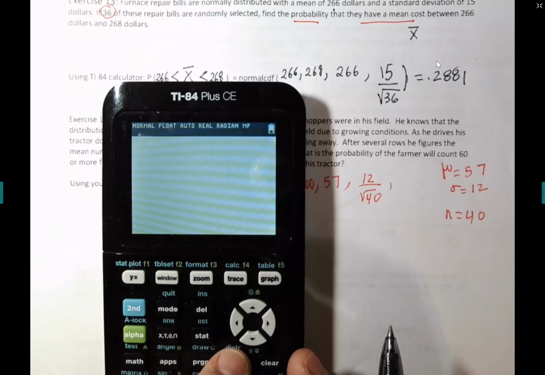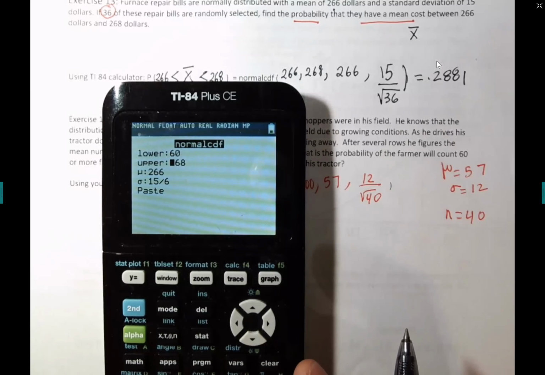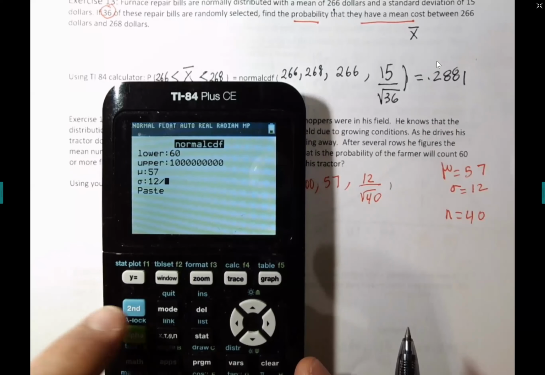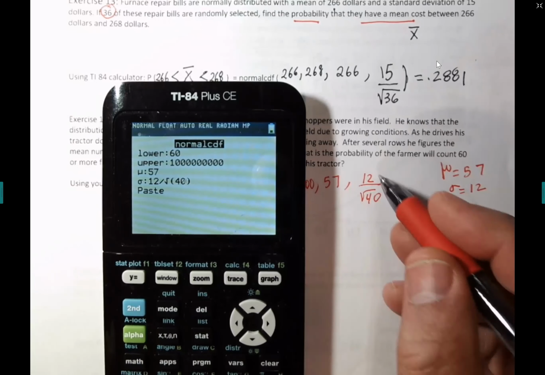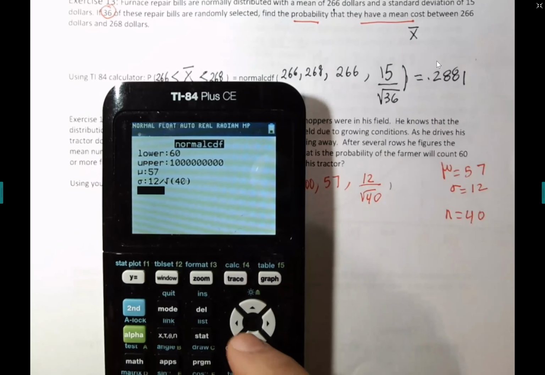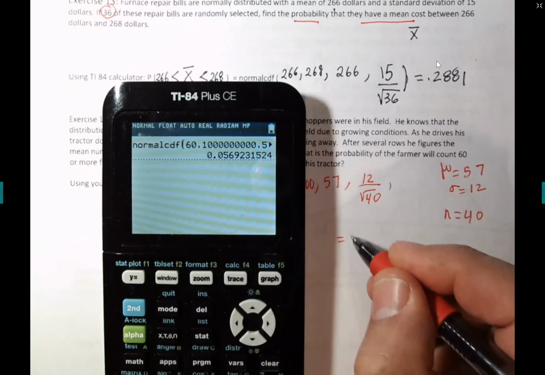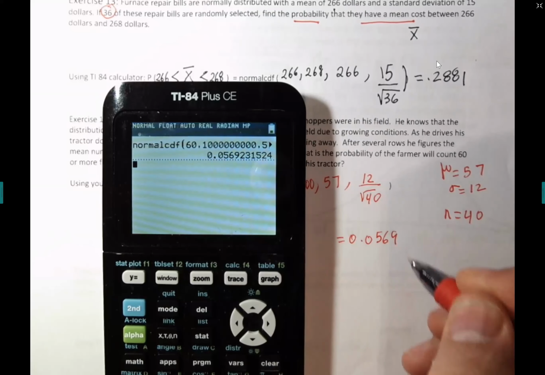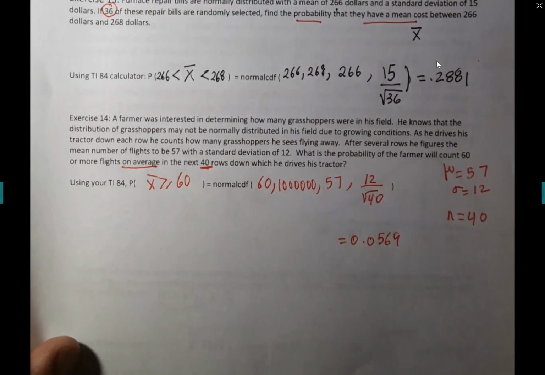When you have a sample size, the standard deviation is called the standard error of the mean. You have to divide it by square root of n. So that will be second, distribute, normal CDF, lower is 60, upper is 1 million. Just put as many zeros as you want, 57, 12 divided by square root of 40. You see, I can have the calculator do the math. You could do this separately first, but you can just plug it in, no problem. And enter. And here's the answer, 0.069.